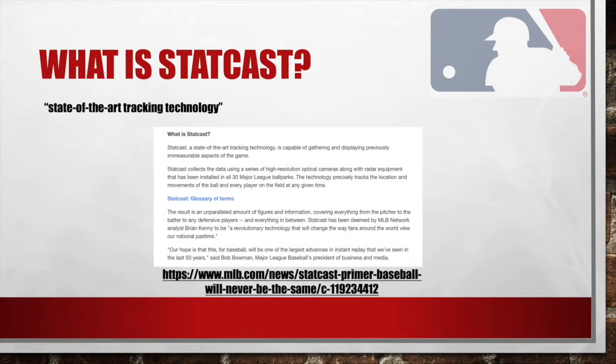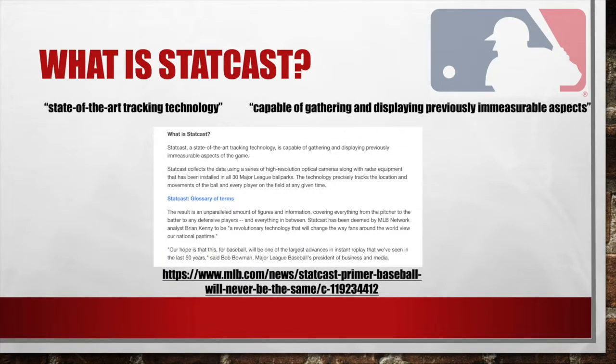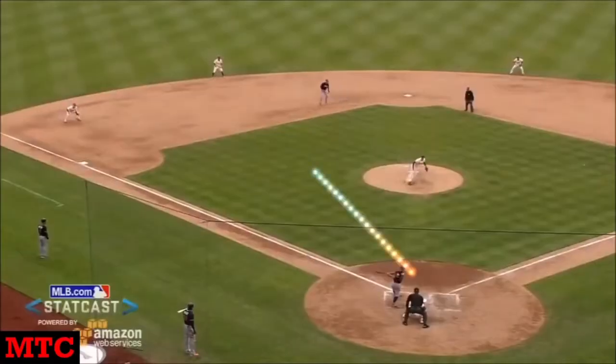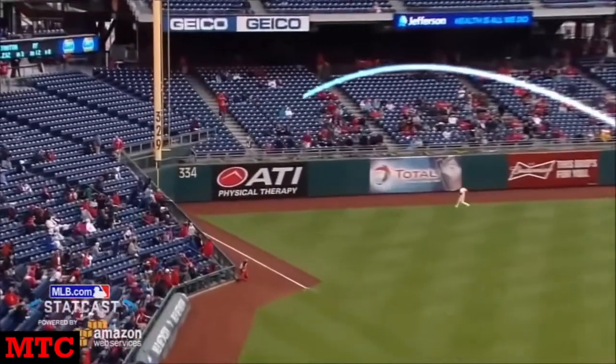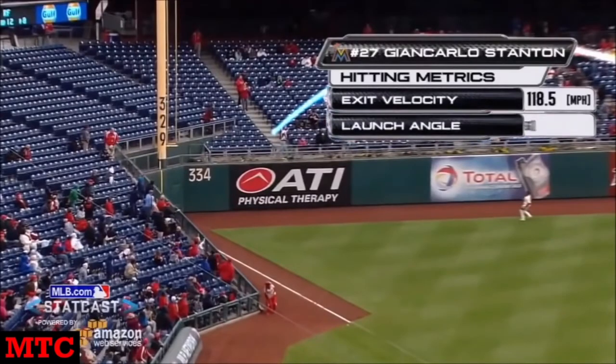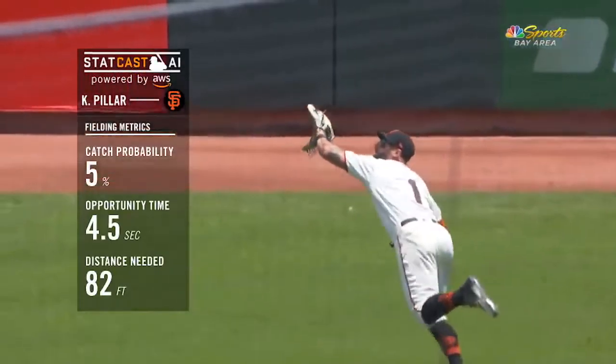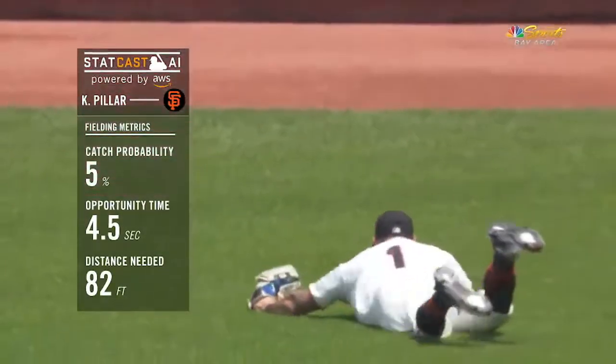So, what is Statcast? Statcast is a state of the art tracking technology that is capable of gathering and displaying previously immeasurable aspects of baseball. They've placed a Doppler radar and a group of high speed optical cameras in all 30 major league ballparks. This allows for the precise tracking of the location and movement of the baseball and every player on the field. Then, this data, which ranges from batted ball exit velocity to defender fielder sprint speed, is stored and made available to the teams and broadcasters for evaluation.